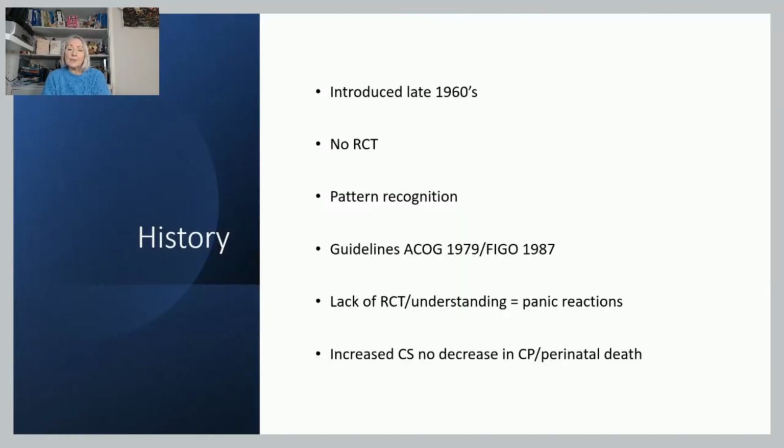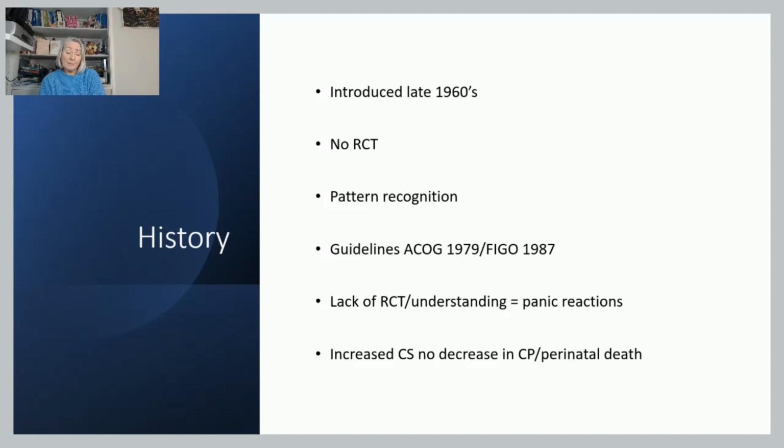So it was introduced back in the late 1960s as a measure to try and reduce the rates of cerebral palsy, and it was introduced with no real robust randomized control trials to determine its efficacy and whether that would actually really make a difference or not. So pattern recognition became the main way of interpreting those CTGs rather than understanding the pathophysiology behind the features that people were seeing.